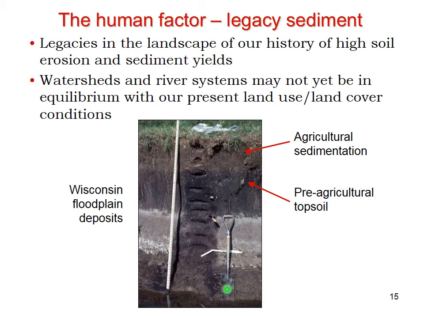So this riverbank is a couple of meters tall. In the upper part of the riverbank, we see this very dark brown, almost black zone, and that is a rich topsoil that was the surface of the floodplain before agriculture. Euro-Americans settled this watershed in the 1800s and converted it to agriculture. And then above that black zone, we see this lighter brown layer that's really a couple of feet deep, at least a foot or two deep.